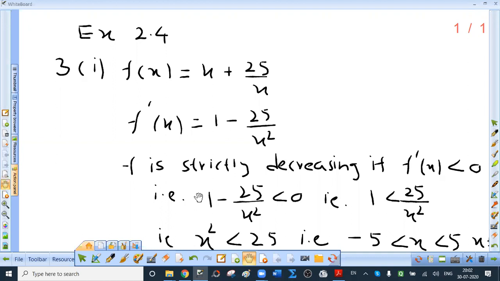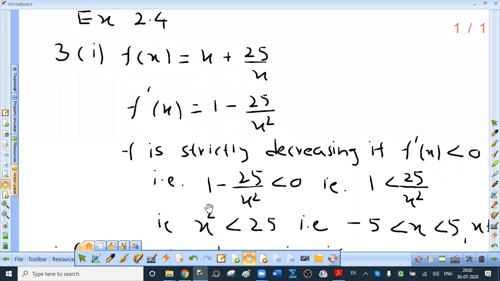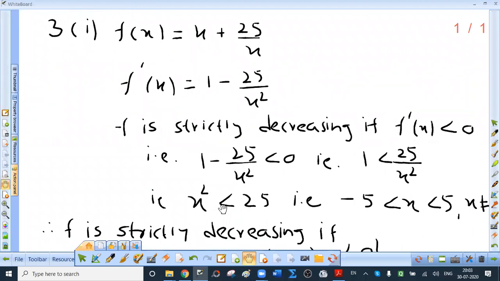Let me explain. What will be f dash of x? It will be 1 minus 25 by x square. Now f is strictly decreasing when f dash of x is less than 0. That is 1 minus 25 by x square less than 0. That is 1 less than 25 by x square. Multiply by x square, multiplying by a positive number, so the inequality does not change. So x square less than 25.